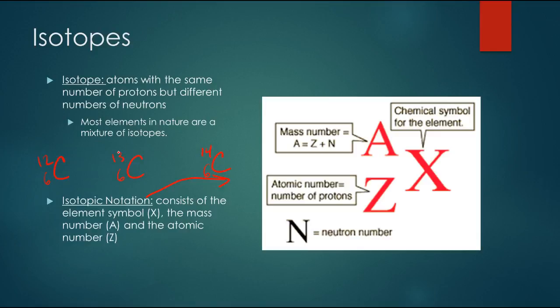So how do we have a different mass for each one of these if our protons are the same? Well, we know electrons don't weigh anything, so that means we need to add 1 neutron to each one of these isotopes. So this one would have 6 neutrons and 6 protons. This would be 6 and 7, and this would be 6 protons and 8 neutrons.